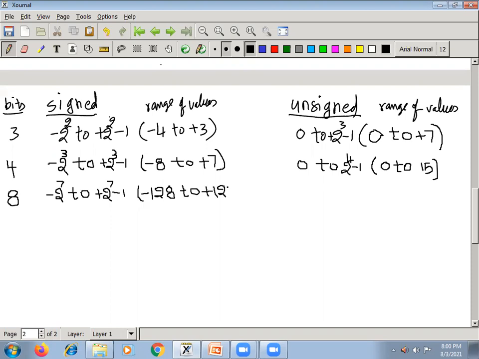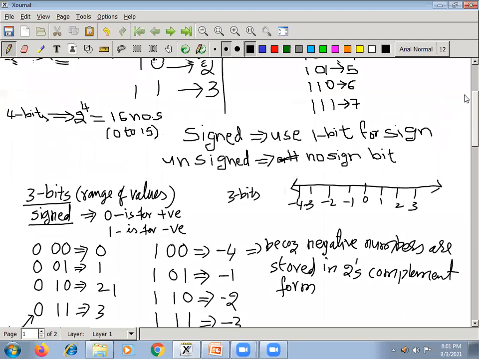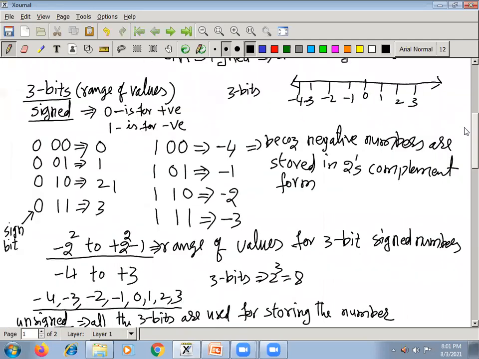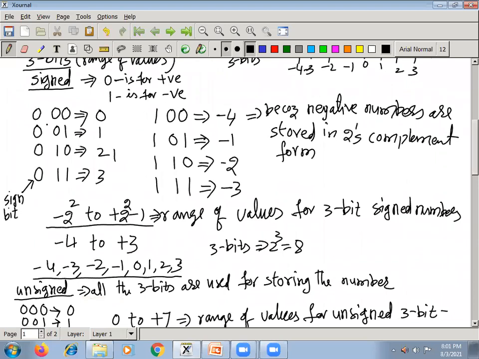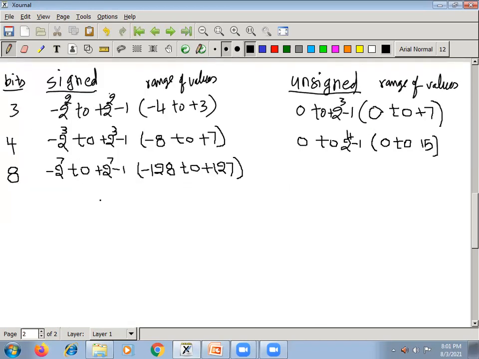Plus 127. So why is one number less on the positive side? Why is 128 available on the negative side, as when we were talking about 3 bits signed? I explained here why. Because negative numbers are stored in 2's complement form, there is no minus 0, so that combination will be used as minus 4 here for 3 bits. Similarly, for 8 bits you will get minus 128, that combination, that means 1 followed by all zeros. That is nothing but the minus 128 to plus 127 signed range.